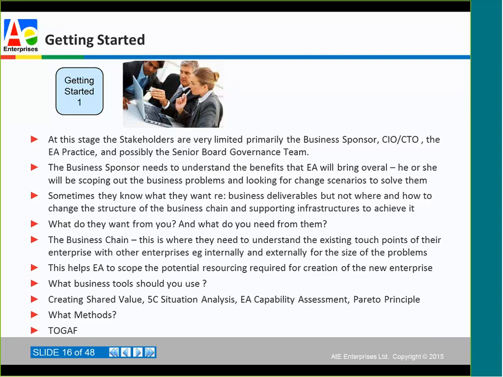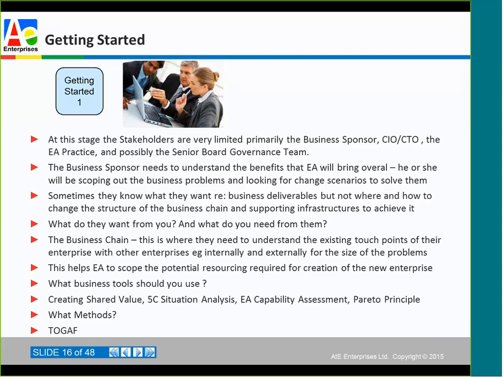If we are able to establish our focus on that business chain, you'll find that the business will swing behind you so much more rapidly than if we just focus on, oh, well, we're going to do X, Y, Z today, without thinking about where that value impact is going to be. So this helps us to scope the potential resourcing required for the new enterprise. And the questions that we ask is, how are we going to communicate all of this with the business?